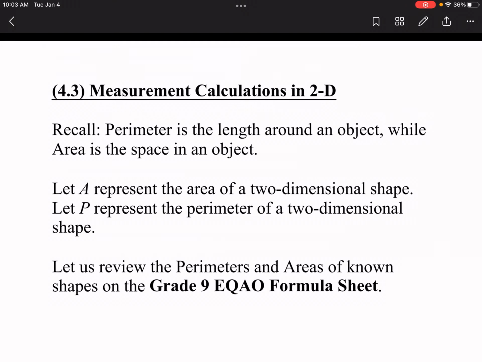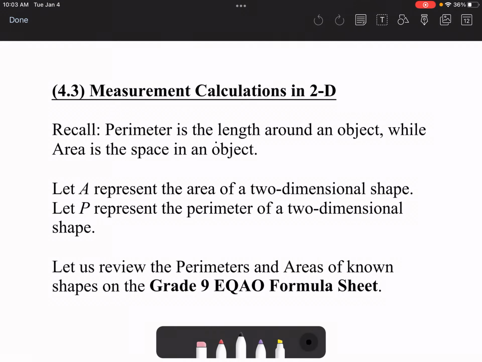Hello and welcome to lesson 4.3, measurement calculations in 2 dimensions. First of all, recall that the term perimeter is the length around an object, whereas area is the space inside of an object. We often use the term A to represent area and P to represent perimeter. You can also use subscripts to specify what type of perimeter or area of what shapes you're using.